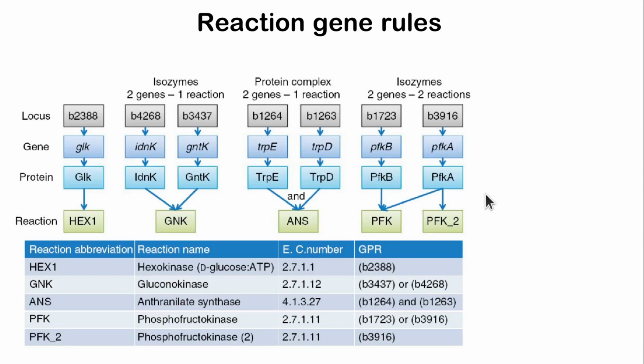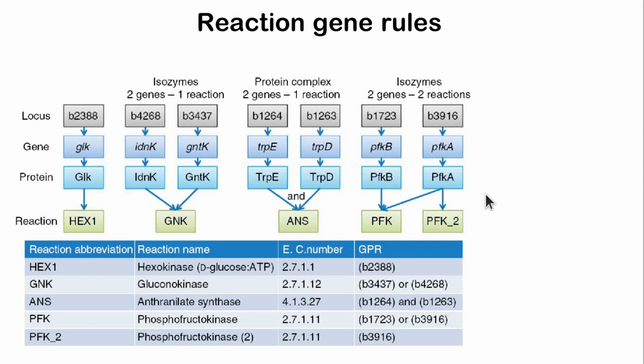We can, for instance, have isozymes, where we have two alternate gene products, either of which is sufficient to catalyze the reaction. So in order for G and K to be able to flow in this case, we just need either B4268 or B3437 to be able to produce gene product. And so that is represented by an A or B logical rule.